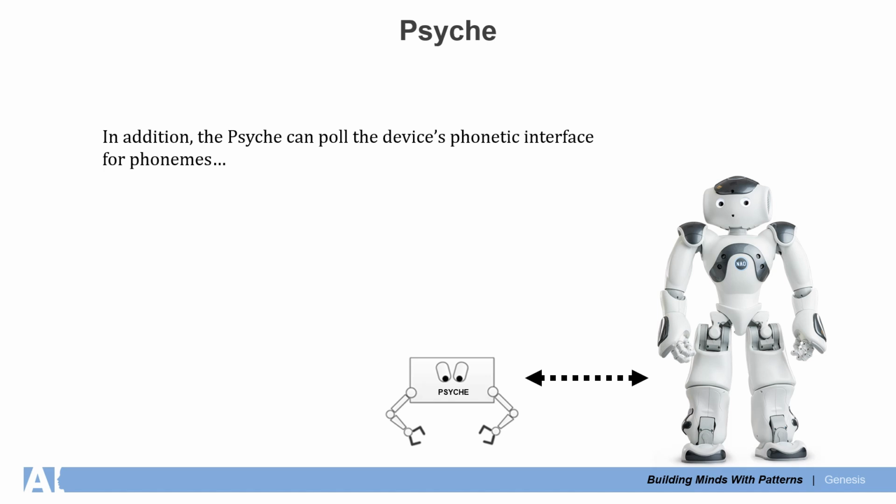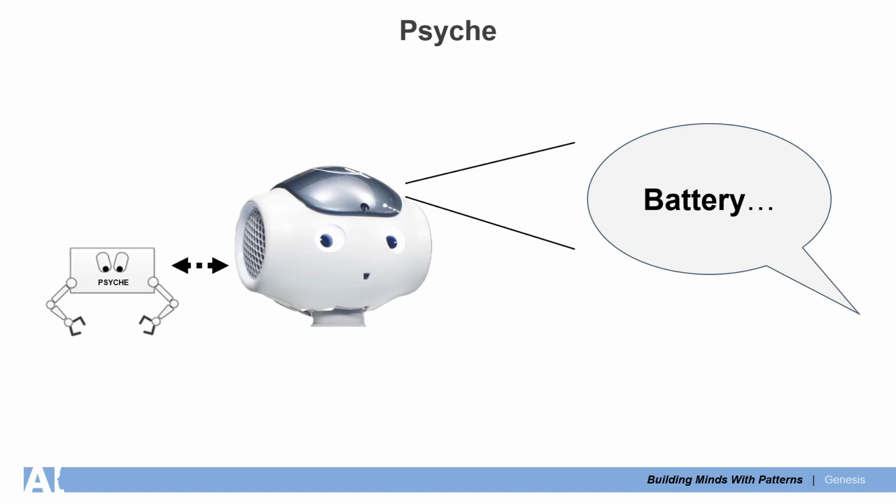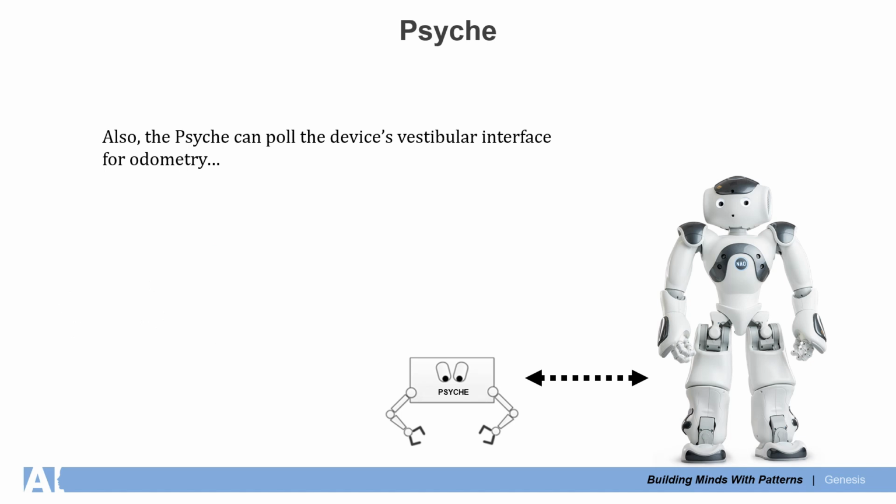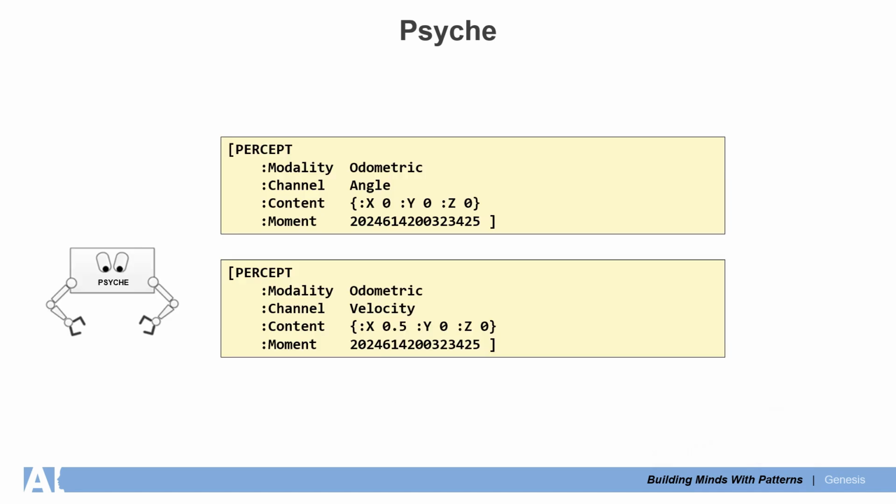In addition, the psyche can poll the device's phonetic interface for phonemes. When the robot hears someone say something, a 1-second audio clip can be stored, and the phonemic processor on the robot can render the phoneme and the time the phoneme was emitted. Also, the psyche can poll the device's vestibular interface for odometry. The vestibular or odometric angle and velocity of the robot can be forwarded to the perceptual mechanism of the artificial mind as well.